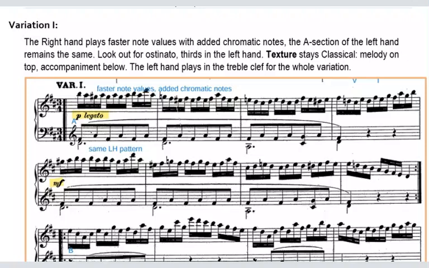Variation 1, I'm going to mention some of the changes. We will see that the right hand plays faster notes. You can already see that. Added chromatic notes. The A section of the left hand remains the same. It's exactly the same cadences. And look out for the ostinato patterns. And we have thirds in the left hand. That's going to be added now.